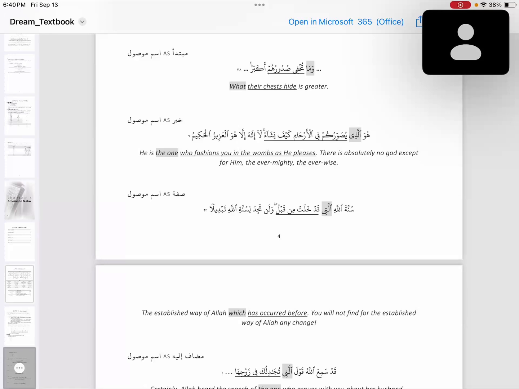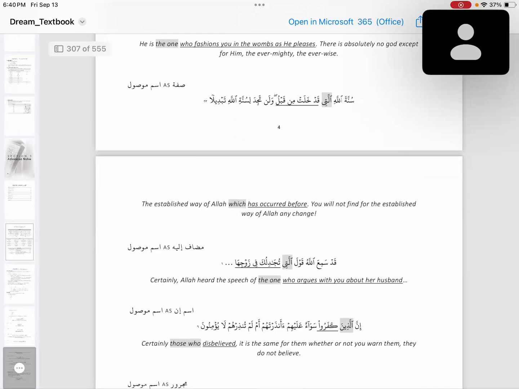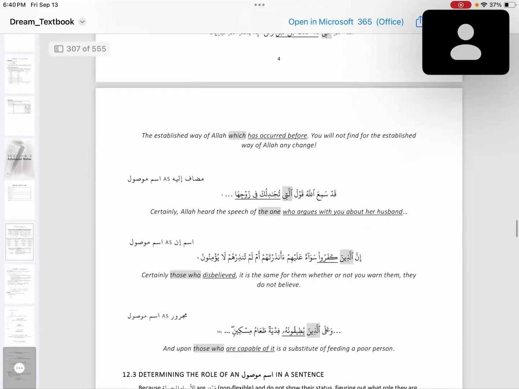Ism mawsul as sifa. Sunnatullahi allati qad khalat min qablu. The established way of Allah which has occurred before. Ism mawsul as mudaf ilayh. Qad sami'allahu qawl allati tujadiluka fi zawjiha. Here, qawl allati, speech of the one. Clearly, allati is the mudaf ilayh over here.